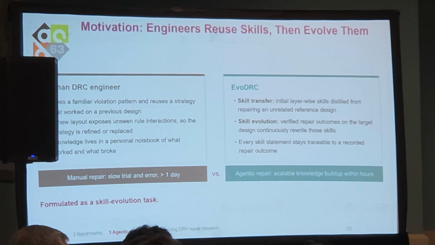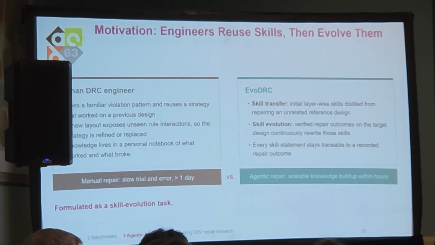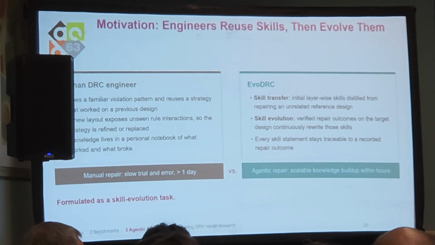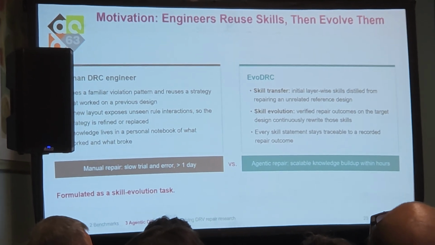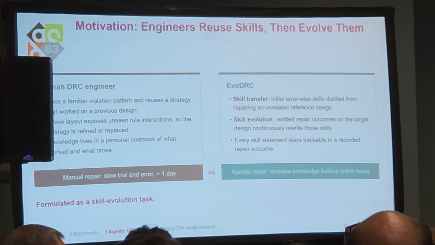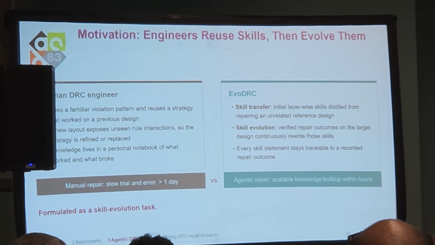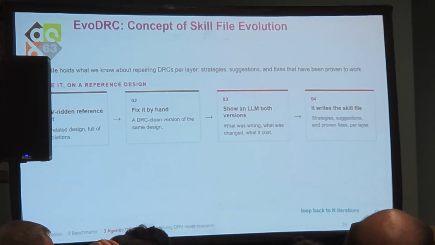Inspired by that approach, we have this idea known as skill evolution. We use an initial reference design, fix the DRC violations on that, and generate skill files from that, which I'll talk about in a little bit. And the idea is, just like how a human's skills would evolve, we evolve the skill file of the LLM in order to help it fix DRC violations on a new unseen block. So let me go through this process.